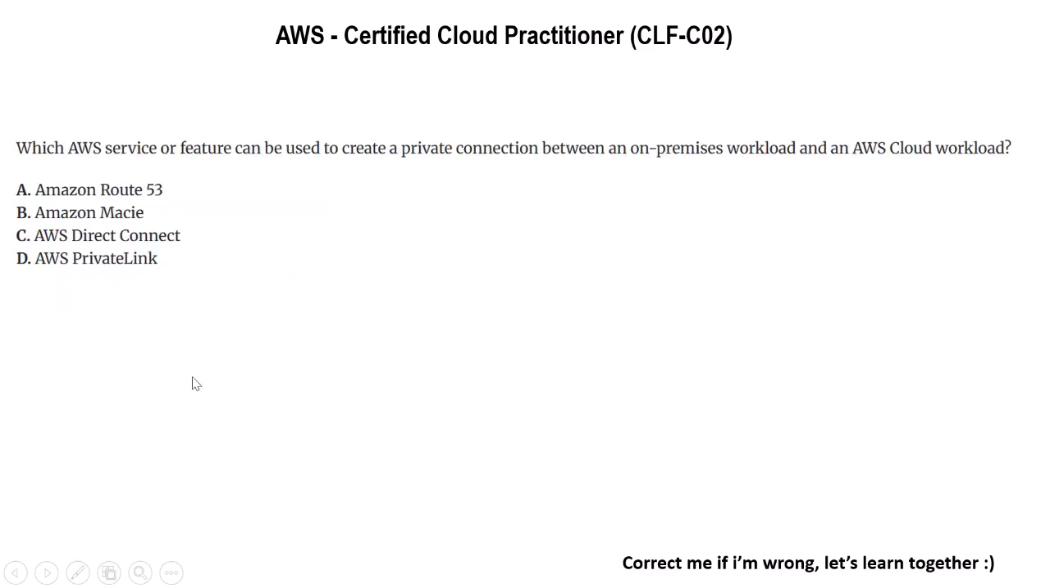Next question. Which AWS service or feature can be used to create a private connection between an on-premises workload and an AWS cloud workload? Option A, Amazon Route 53. Option B, Amazon Macie. Option C, AWS Direct Connect. Option D, AWS PrivateLink. The correct answer is option C, AWS Direct Connect.